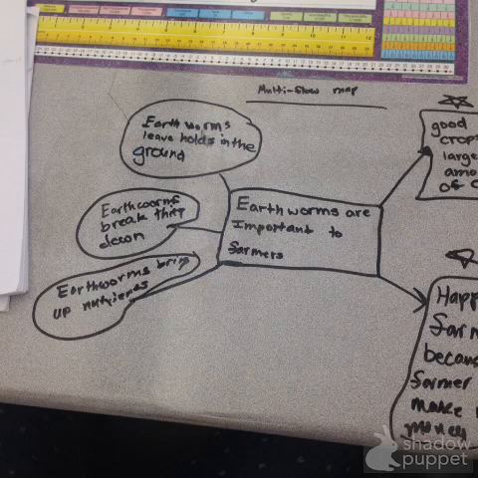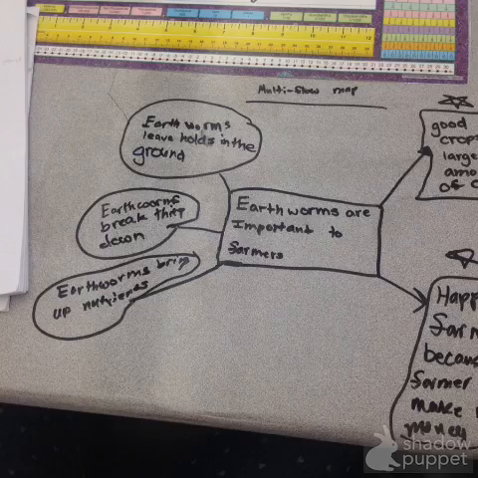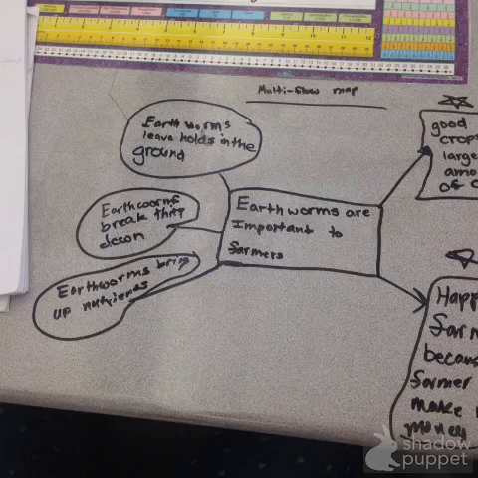This is a multi-flow map that we used in 5th grade this week in language arts. The topic, why earthworms are important to farmers. And on the left-hand side, those factors that feed into why farmers value the earthworm. They bring nutrients up to the roots of the plants. And they leave holes in the ground to aerate and allow for drainage.